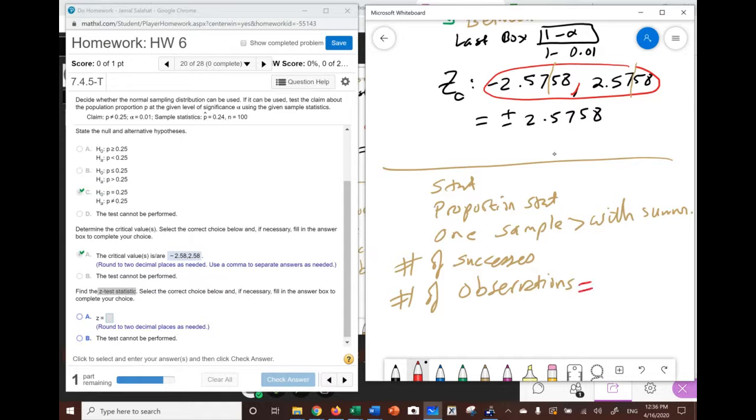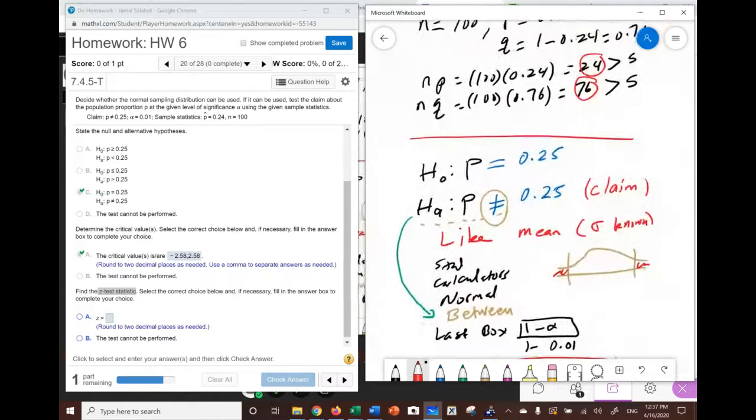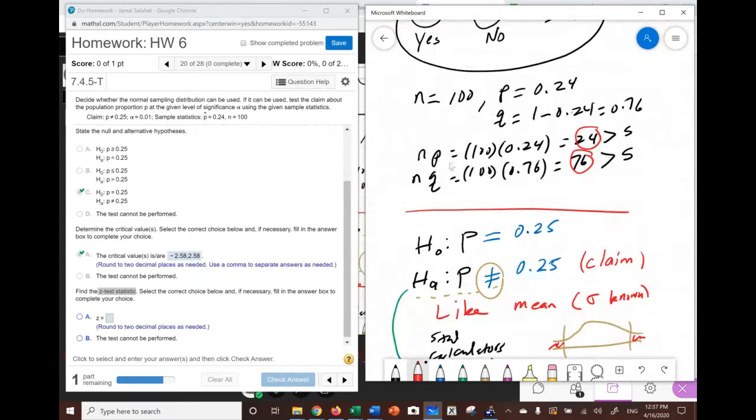Notice that the number of observations is always equal to n, and number of successes is always equal to n times p. Sometimes we are given the number of successes. By the way, success is the same as the number of yes. So sometimes we are given, sometimes we are not. So let's look back at our problem and see. In our problem, they gave us p hat. They didn't give me the number, they gave me the proportion. So as I did earlier, if they give you the proportion, you just multiply to get the number of successes.